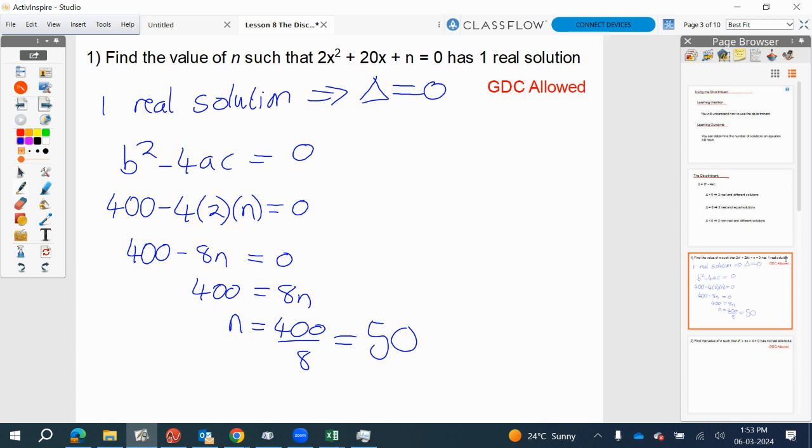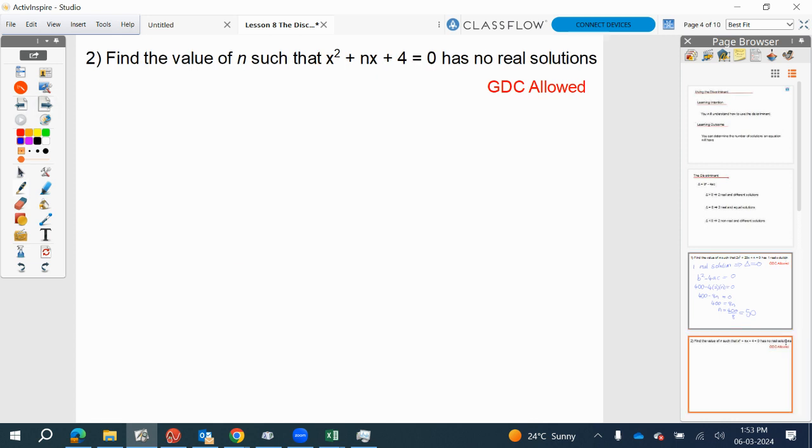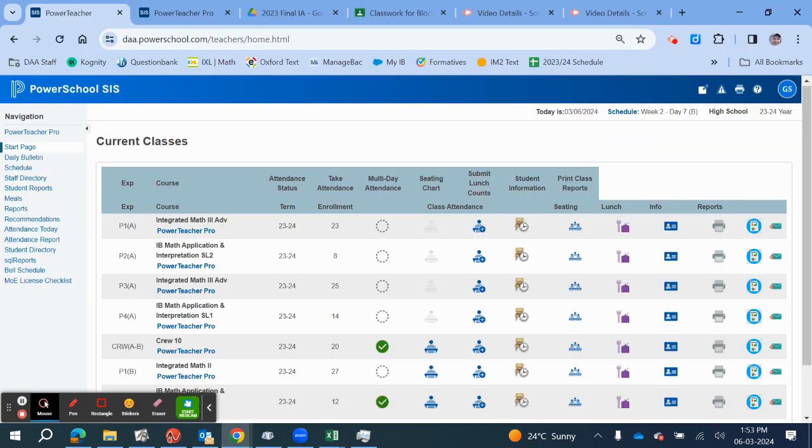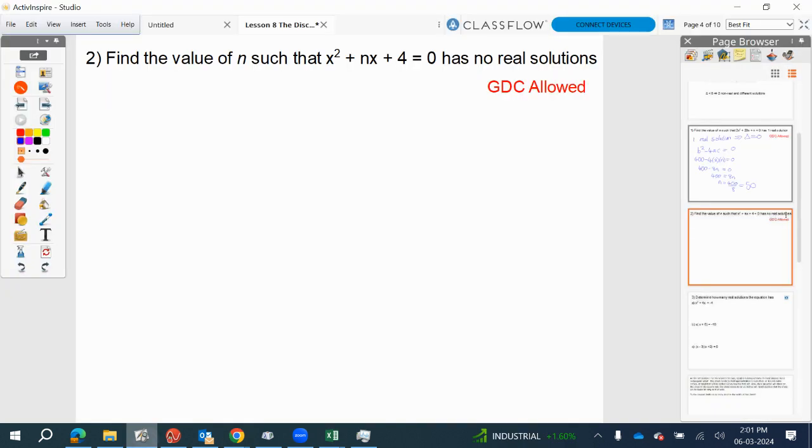Okay, let's try another question like this one. It's a little bit harder. So we want to find the value of n such that this equation has no real solutions. So when we see the phrase talking about no real solutions, if you see one unique solution, 2 unique solutions, no real solutions, any number of solutions, discriminant. So we're going to use the discriminant for no real solutions.